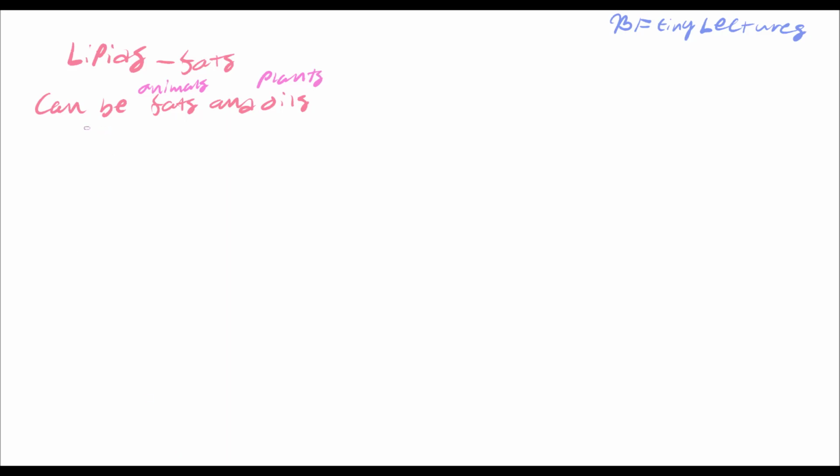So fats can be saturated. Let's just put sat for saturated, and unsat for oils. So what exactly is saturated and what is unsaturated? Well, lipids in their basic form are just carbons connected with other carbons, and they have a bunch of hydrogens.